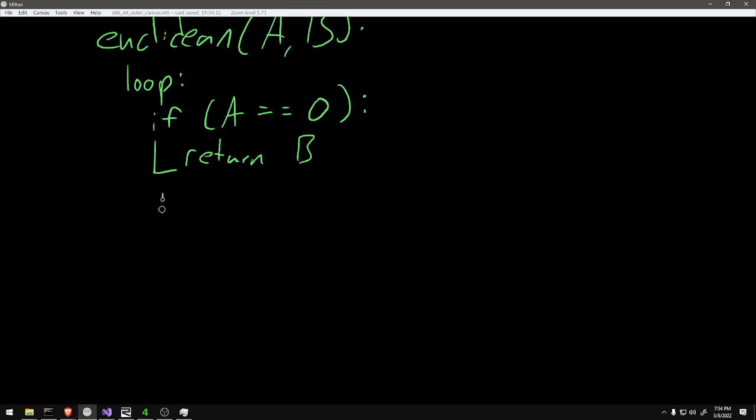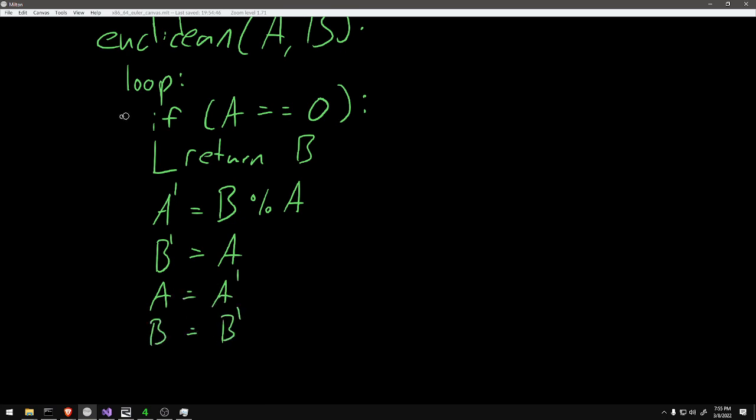We're going to create a quick temporary here. Wait, do I need to do that? Yeah, I need a temporary. So the way to think about it is A prime, the new A value, is going to be B modulo A, and the new B is going to be A, and then we actually commit those into the values we've got, right? So that's the Euclidean algorithm as a loop.